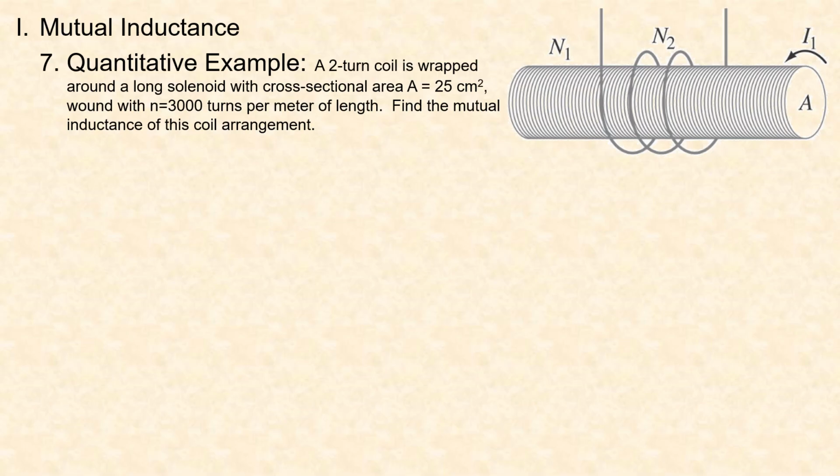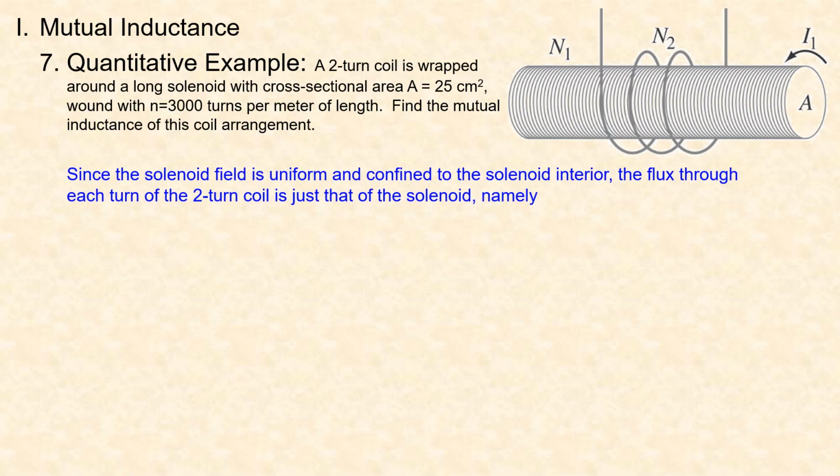And as we've said previously and repeatedly, when we have an arrangement of two coils, it makes no difference which we consider to be the powered coil or the non-powered coil. So we're going to start by noting that if we have an ideal solenoid, the solenoid field is uniform in the interior of the solenoid and it is confined to that solenoid interior. In other words, we can assume that there is no magnetic field exterior to that solenoid.